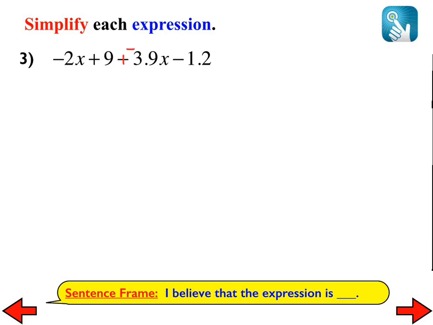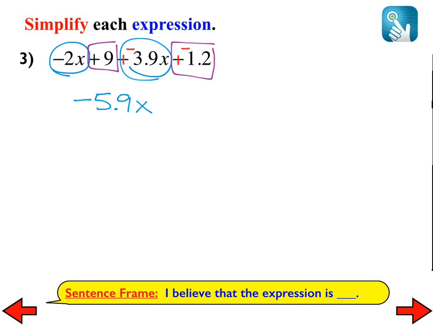I'm going to add the opposite every single time that I see subtraction, just to make sure that now I have a straight addition problem. I like to use shapes when I am highlighting like terms. This is a like term with that like term right there. I have a negative 2x and another negative 3.9x. That is a negative 5.9x. Then with my constants, I have a positive 9 and a negative 1.2.